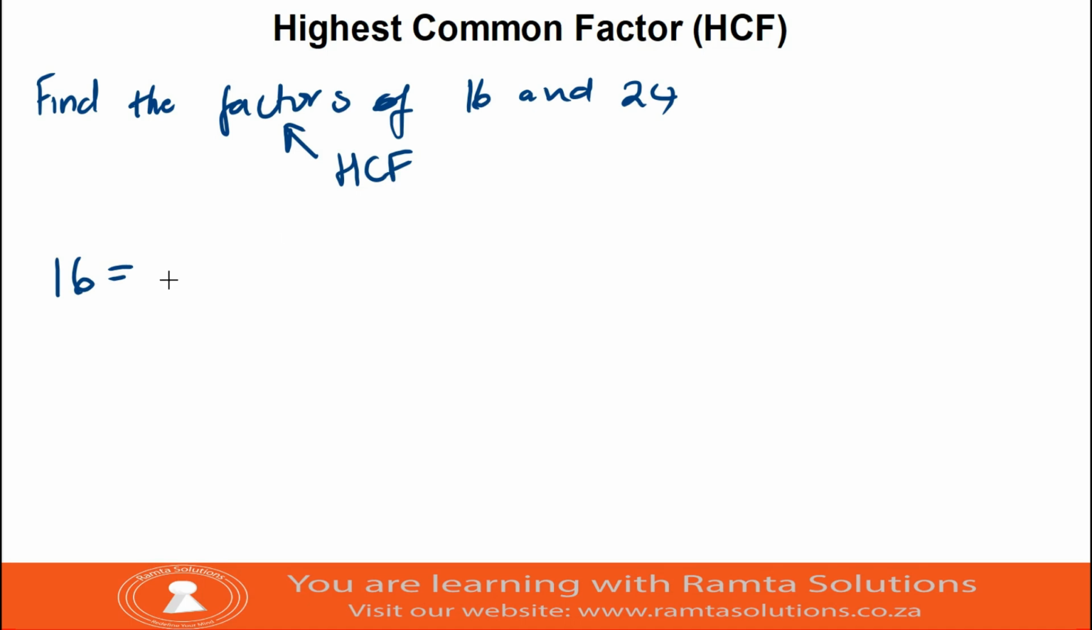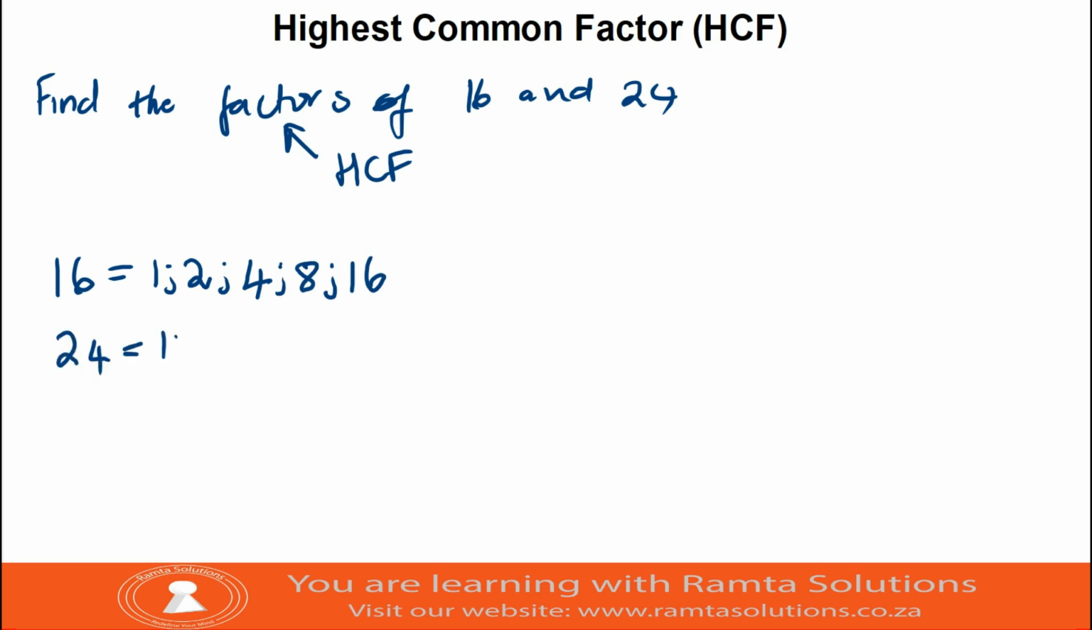What are they? 16 can be divided by 1, so 1 is a factor. It can be divided by 2, 2 is a factor. Cannot be divided by 3, but can be divided by 4. Cannot be divided by 5, cannot be divided by 6, by 7, but can be divided by 8, and lastly, by 16. Right? Good. Now, let's then look at the factors of 24.